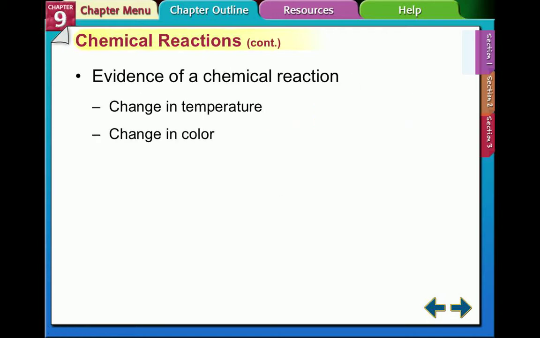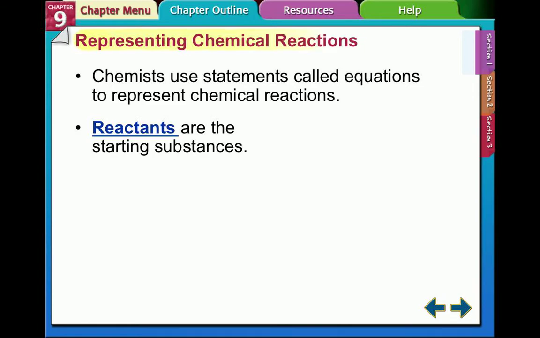Okay, from the labs that we've done so far, what evidence have you guys seen of a chemical reaction? Well, number one, we've seen a change in temperature. We have seen things change colors. We have smelled things. We have seen gas or bubbles form. Those are all evidence that a chemical reaction has occurred. Okay? Chemists use statements called equations to represent chemical reactions.